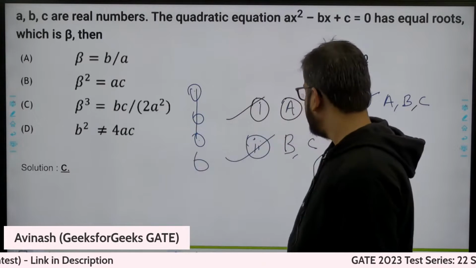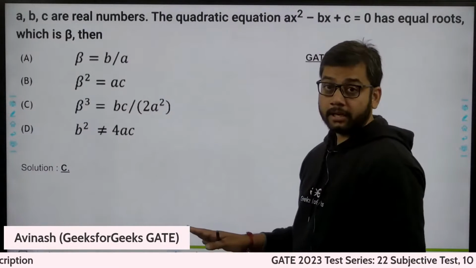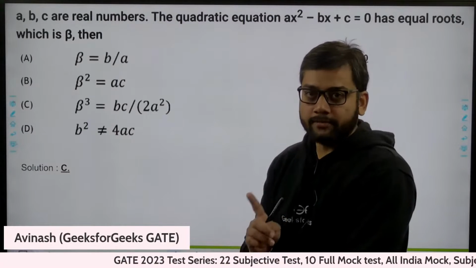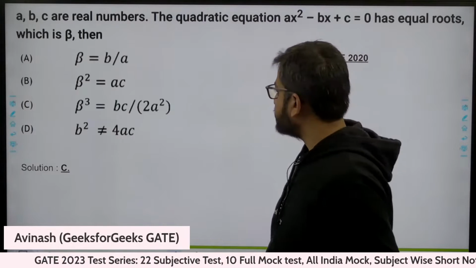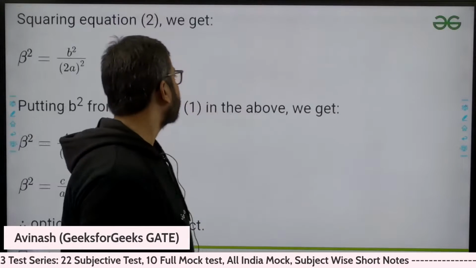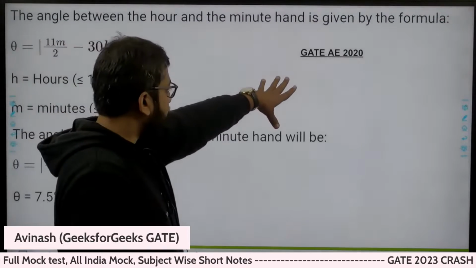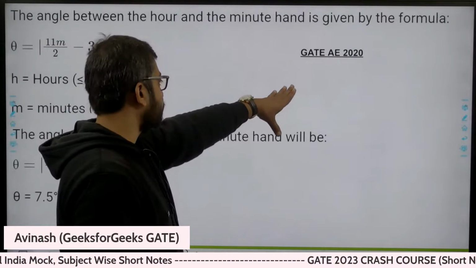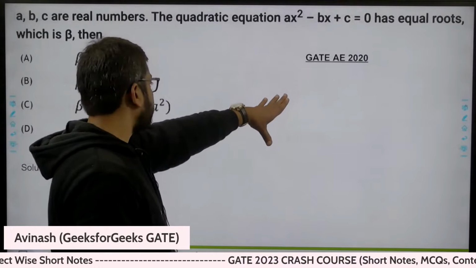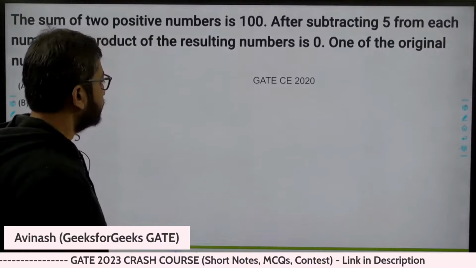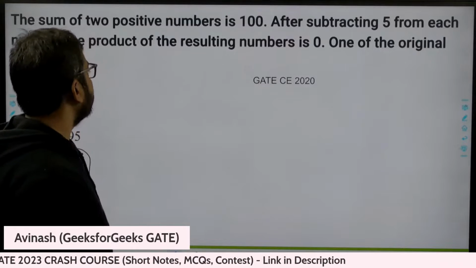Okay, let's move to another question. Till now I have only applied one basic formula about the clock and one basic formula about the quadratic equation. Let's check the next question. Yes, this question came in GATE 2020. This is also a GATE 2020 question, civil engineering.